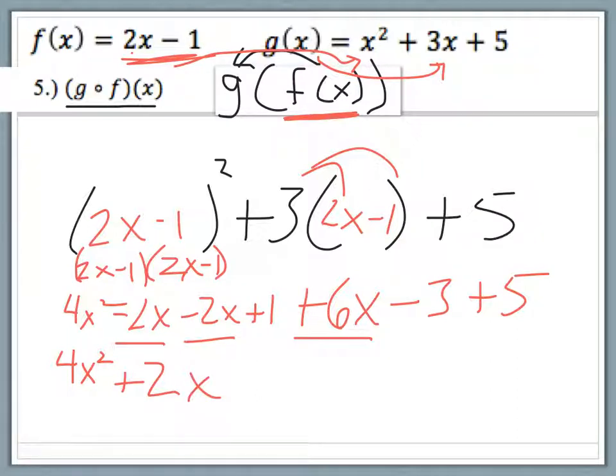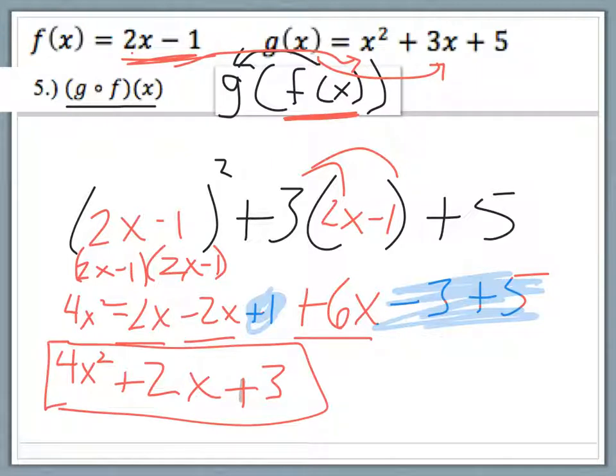And then I have this plus 1, and I have this minus 3, and this plus 5 that are all like terms. So I'm going to go ahead and combine those. I just highlighted them to show that they're all like terms. So 1 minus 3 is negative 2, plus 5 is going to be a positive 3. Okay, so this will be our final answer.